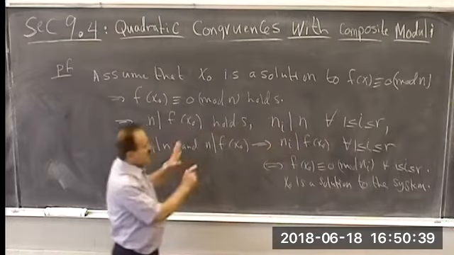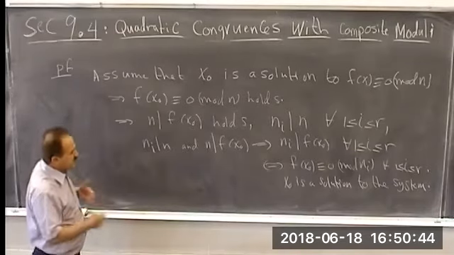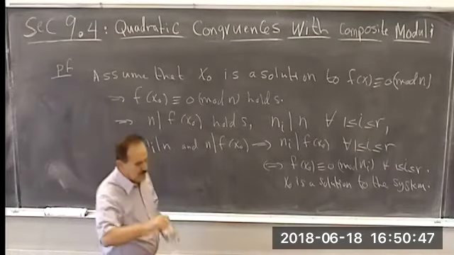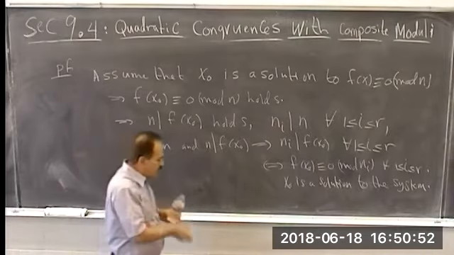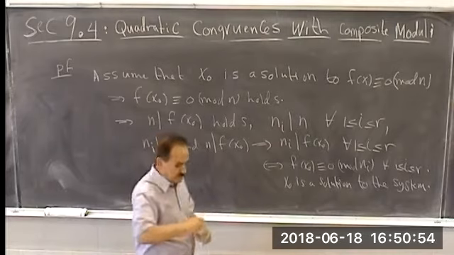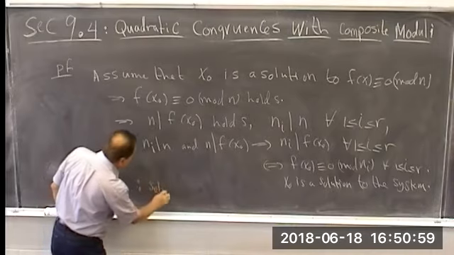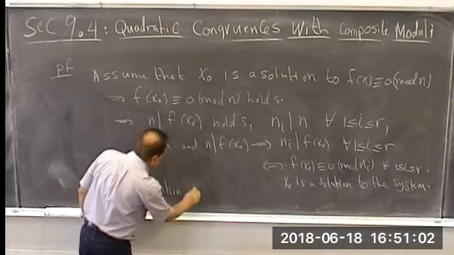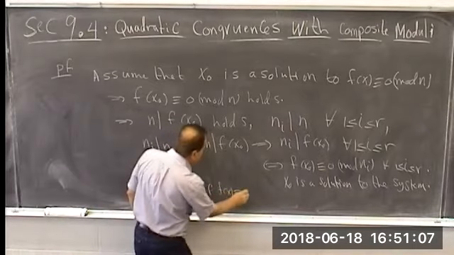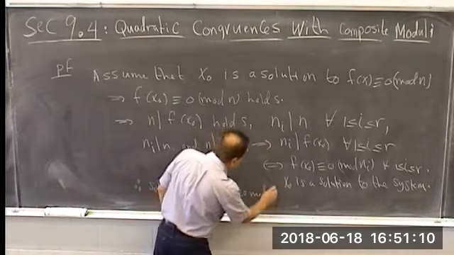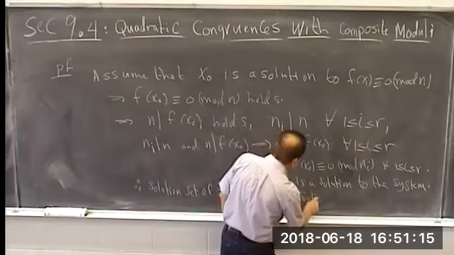The system being that f of x is congruent to 0 mod n1, n2, and so on. All right? Now, let's go to the other direction, which means that, therefore, the solution set of f of x congruent to 0 mod n is a subset of the solution set of the system.